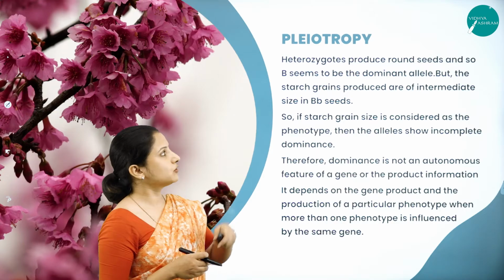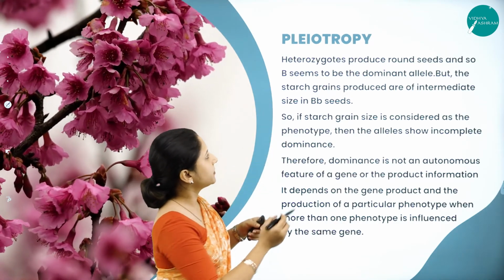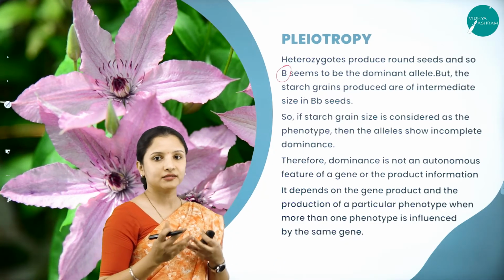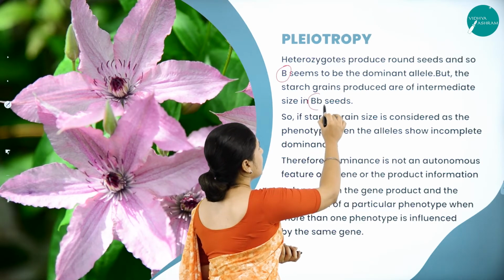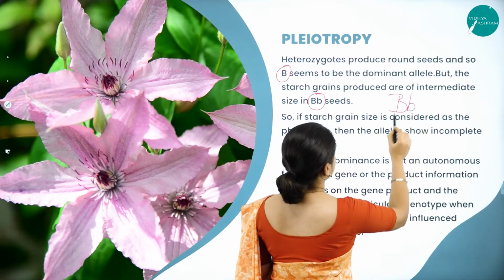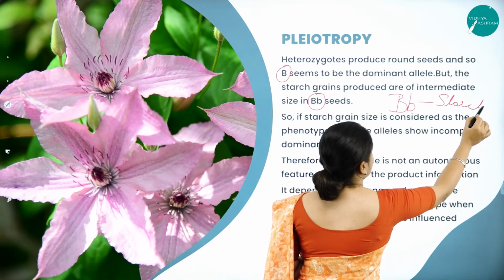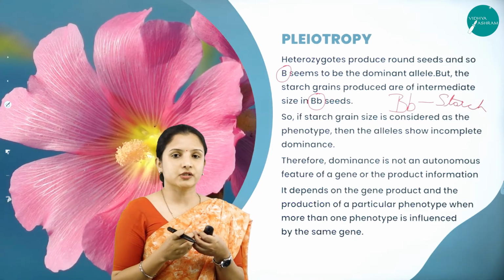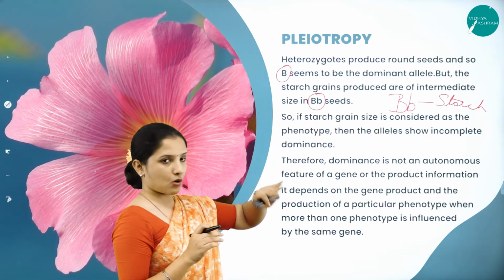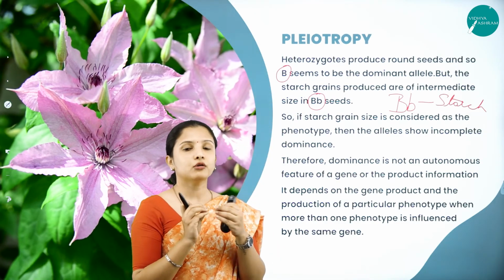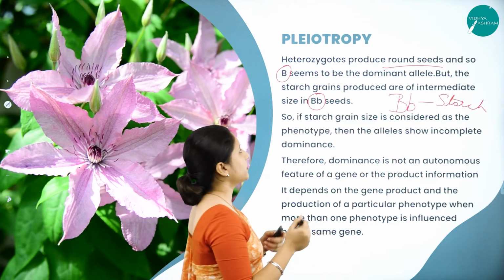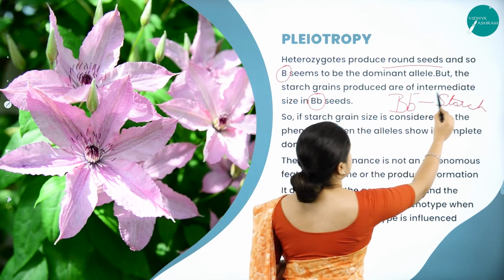So in pleiotropy, the heterozygotes will usually produce round seeds. B will be the dominant allele, but the starch grains produced are of intermediate size. That is, if you mix B and b, then what amount of starch will be produced? They will be intermediate. Again here also starch will be produced, but it will have neither larger starch grains nor smaller starch grains. The size of the starch grains in the pea seed will be somewhere in between. So that is what is meant here. So heterozygotes produce round seeds, why? Because B is the dominant allele, but when it comes to the starch grains produced, they will be of intermediate size.